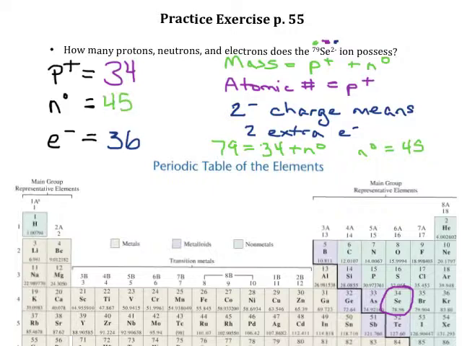So again, protons come from the atomic number. You can find that in the periodic table. Protons plus neutrons gives us the mass number, and comparing the protons to the electrons tells us the charge. In this case, 2 extra electrons because we have a 2 negative charge.